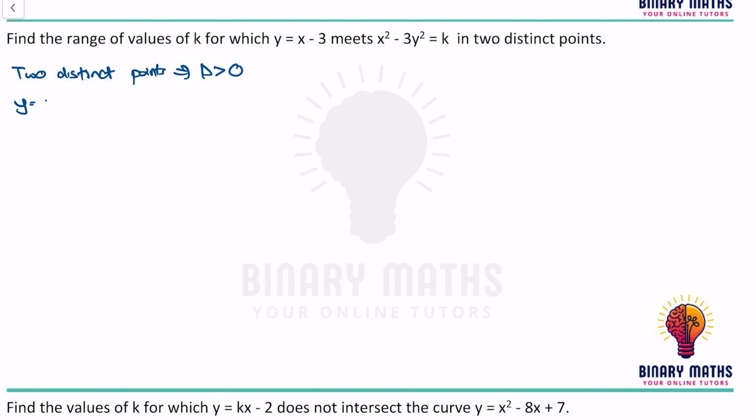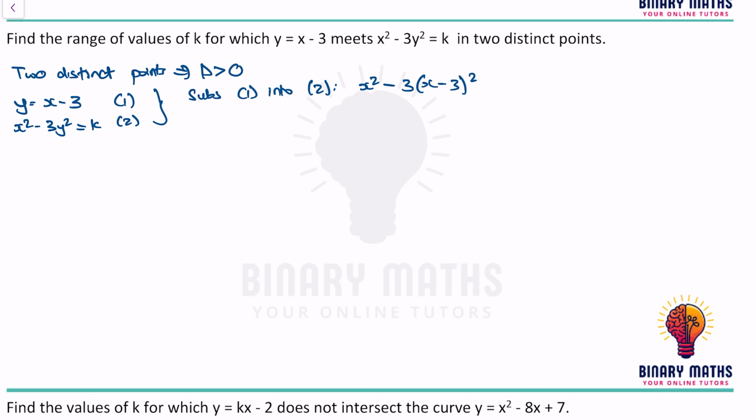Okay, so I've got two equations, y equals x minus 3 and x squared minus 3y squared is equal to k. If I label them 1 and 2, I'm going to substitute 1, which is linear, into 2, which is non-linear. So I end up getting x squared minus 3 times x minus 3 squared, replacing everywhere that I see a y with x minus 3, is equal to k. If I expand it, I get x squared minus 3 times x squared, negative 3x, which is negative 6x, negative 3 times negative 3 is plus 9, is equal to k.